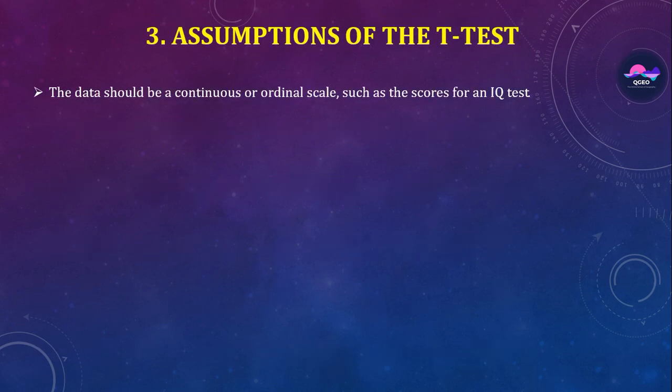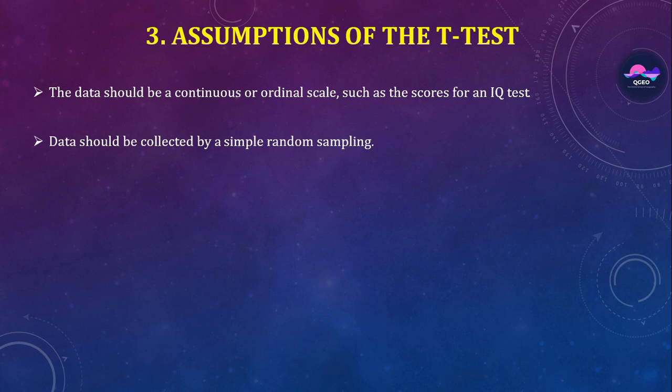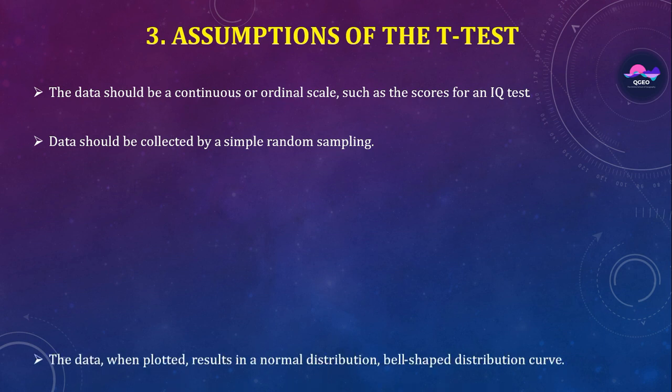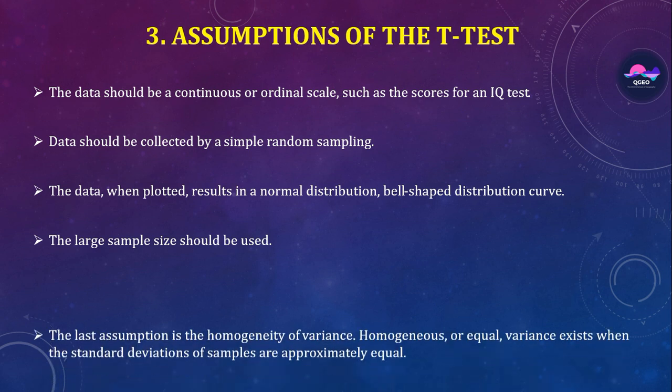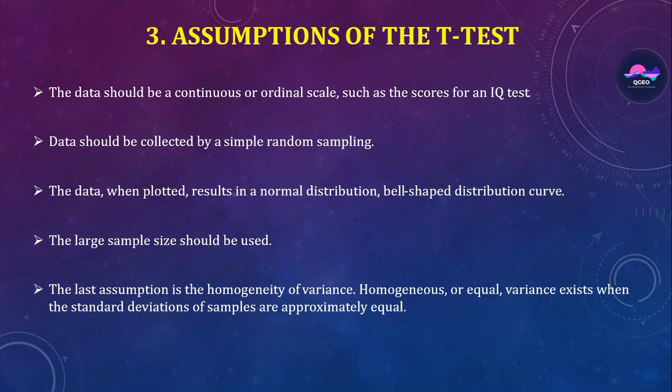Assumption of the t-test. The data should be on a continuous or ordinal scale, such as the score for an IQ test. Data should be collected by simple random sampling. The data, when plotted, result in a normal distribution, a bell-shaped distribution curve. A large sample size should be used. The last assumption is the homogeneity of variance. Homogeneous or equal variance exists when the standard deviations of the samples are approximately equal.